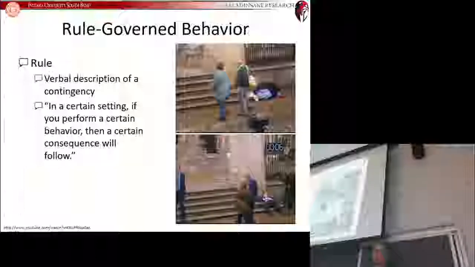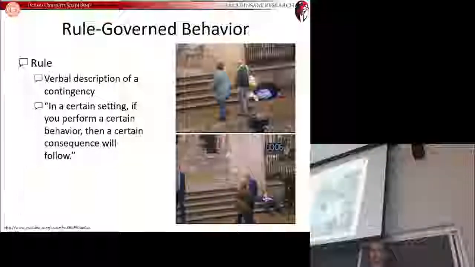In this situation, if you don't stop at a school bus stop sign when they're dropping off the kids, then you will lose points, be fined, potentially sent to jail. So we've seen verbal descriptions of contingencies, and this is, just as an aside, one of the first kinds of learning that we've seen that is specific to humans.